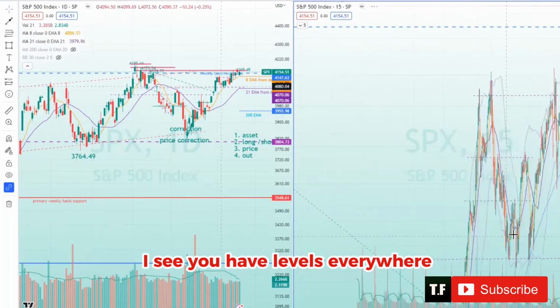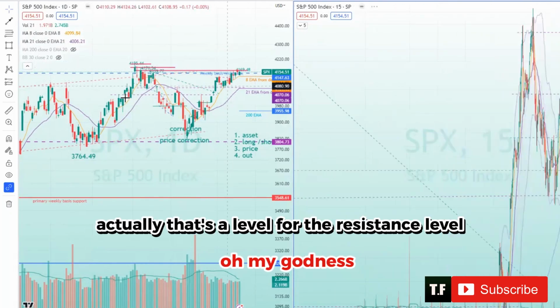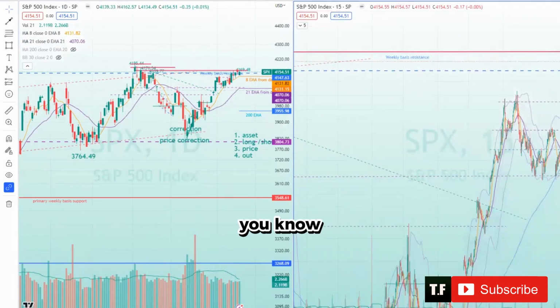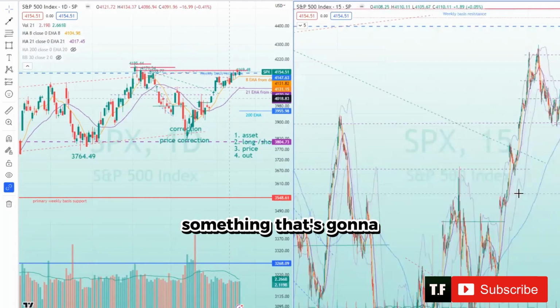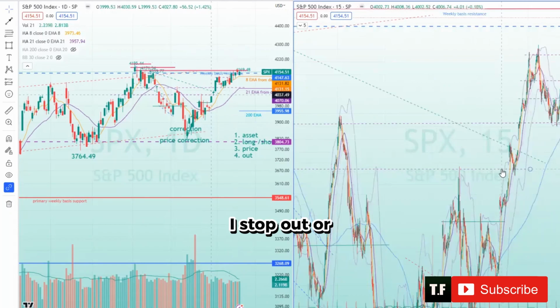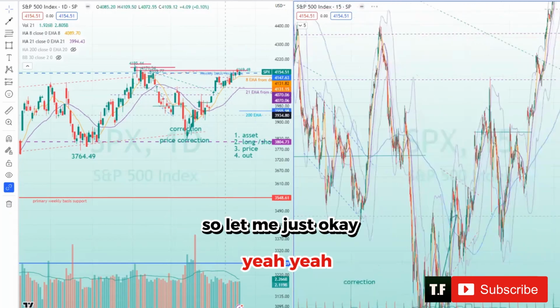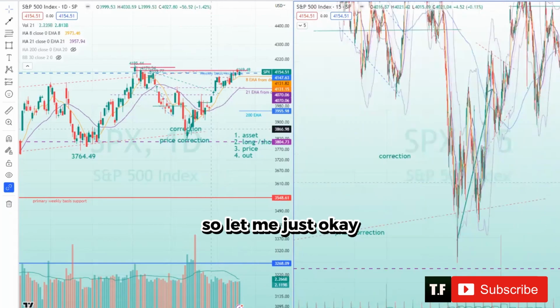I see you have levels everywhere. Oh my goodness, actually, that's a level for the resistance level. So if I try to short something, that's going to be my stop out. Or if I try to long something, that's going to be my profit taking. So that's the same way.